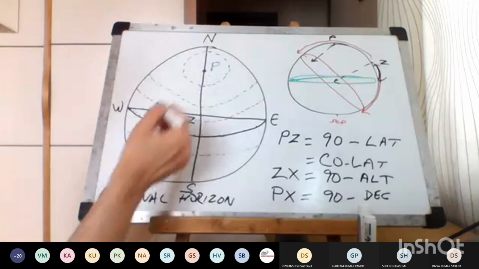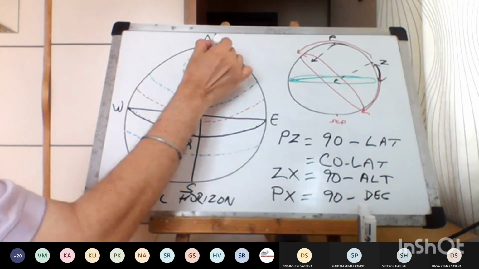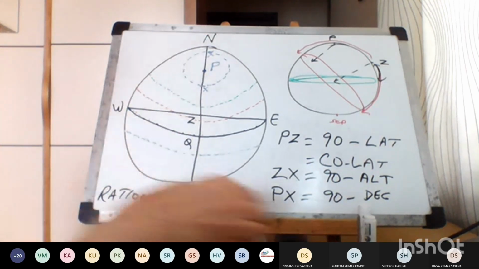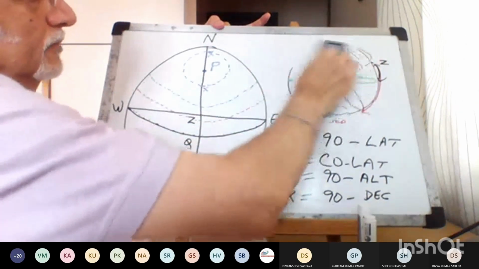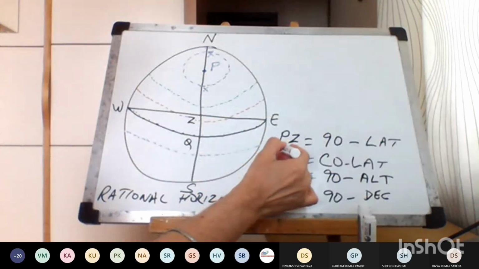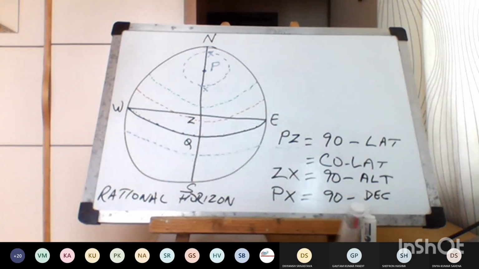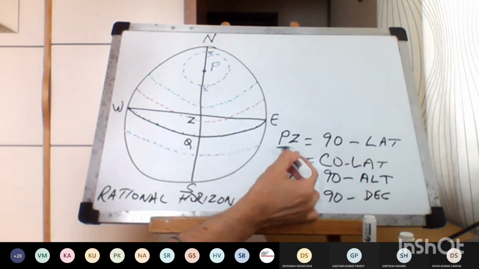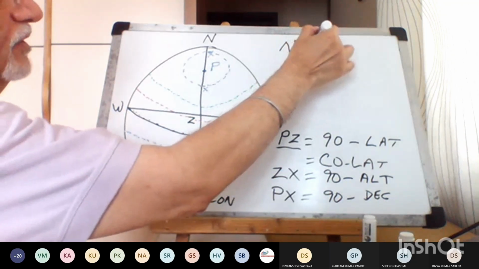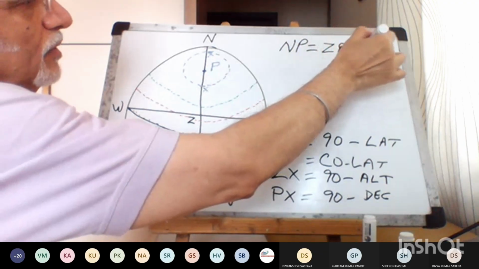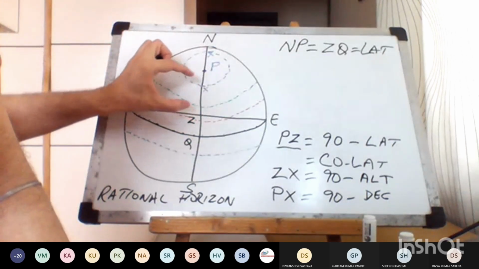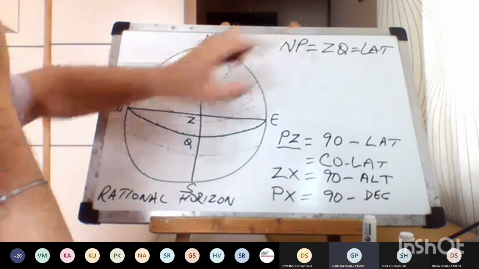Here, what is happening? See, this is the body. The body is crossing the meridian here, we write it as X. Another important relationship you can understand here. What have I written over here? PZ. What is PZ? 90 minus lat. PZ is 90 minus lat. What is NP? NP is equal to ZQ, which is equal to lat. We wrote this earlier. NP is equal to ZQ when we said PZ, it is common. NP is equal to ZQ is equal to the latitude. Yes or no?